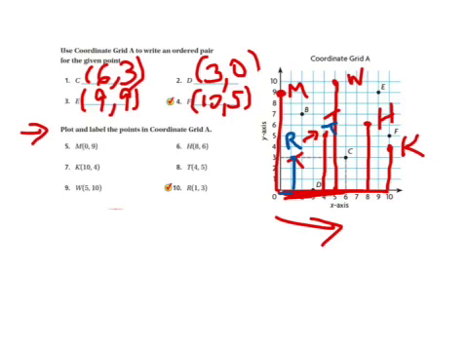Okay, and that's pretty much it. We learned about how to identify ordered pairs and how to plot them. It was a pretty easy lesson for most of them.